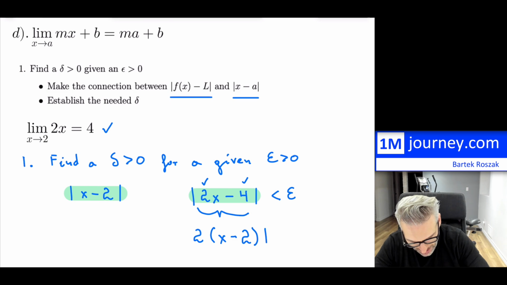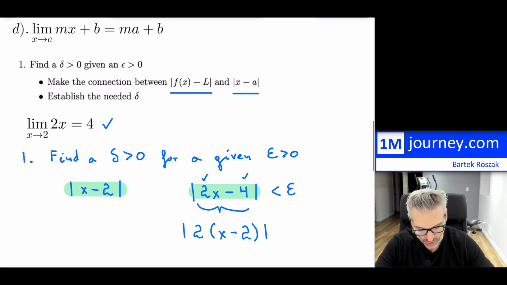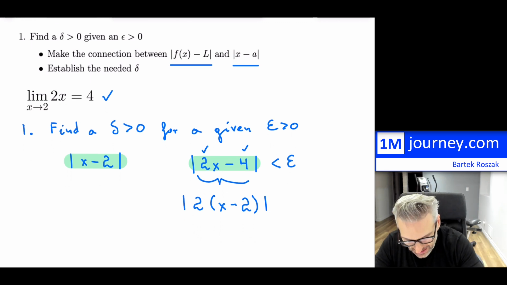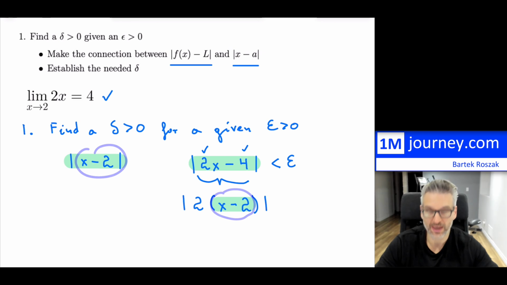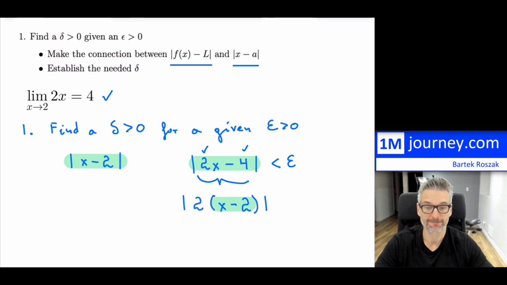This is all in absolute values. I'm going to ignore the less than epsilon for the moment. But this is exactly what we want, right? So here is the connection. So now I have an x minus 2 and an x minus 2. So I'm going to relate these two things back together and find my delta.